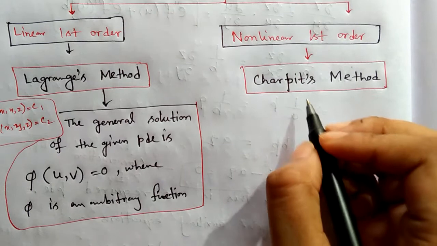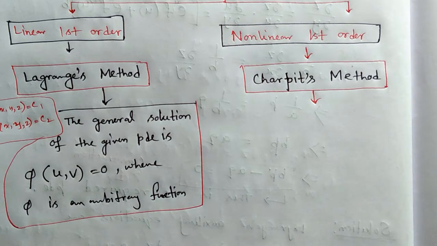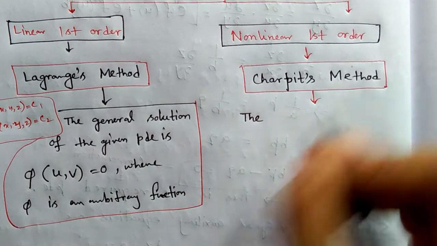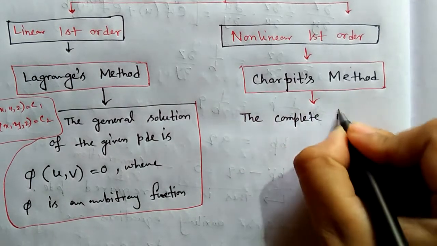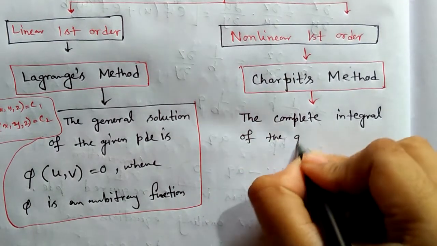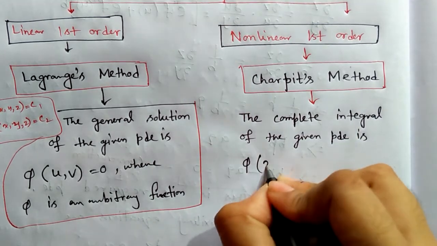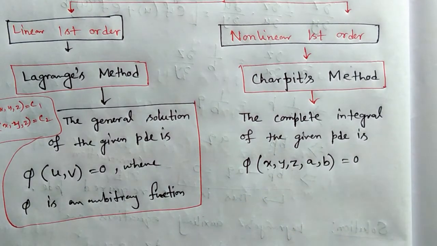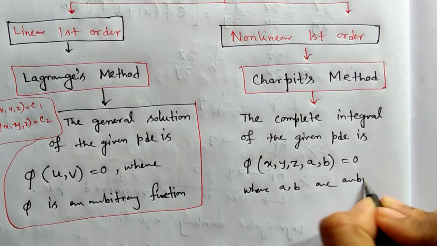Now in case of Charpit's method, we get the complete integral or complete solution. So in the last line of the solution, in case of Charpit's method, we write the complete integral of the given PDE is phi of x, y, z, a, b equal to 0, where a, b are arbitrary constants.